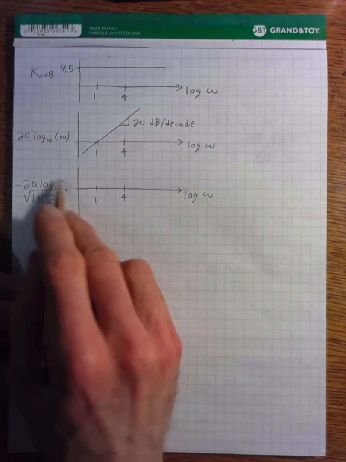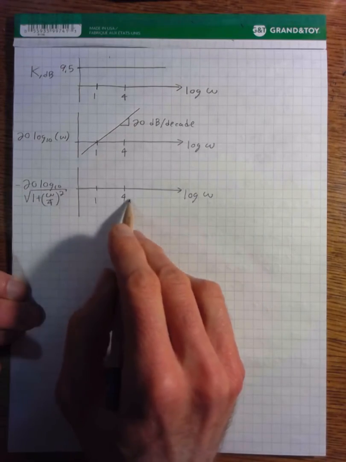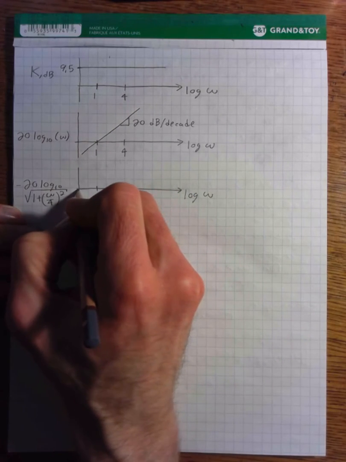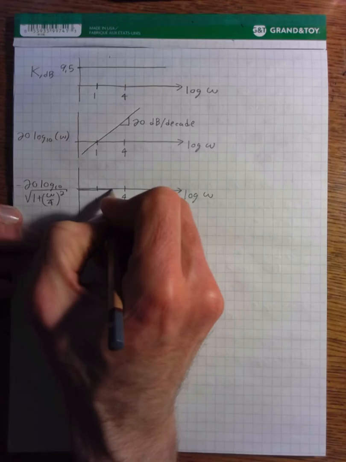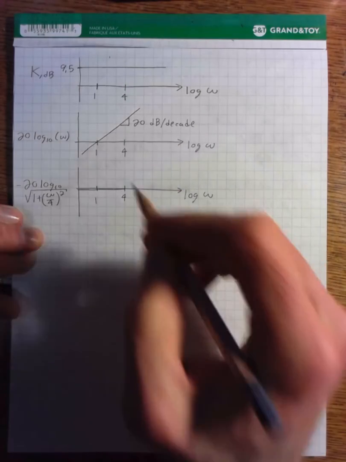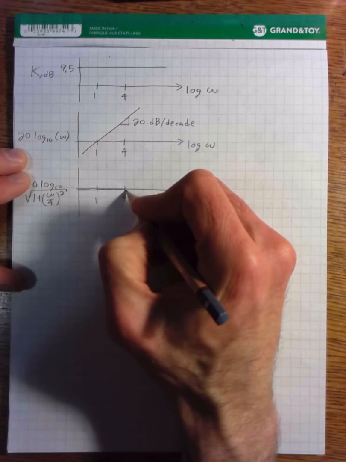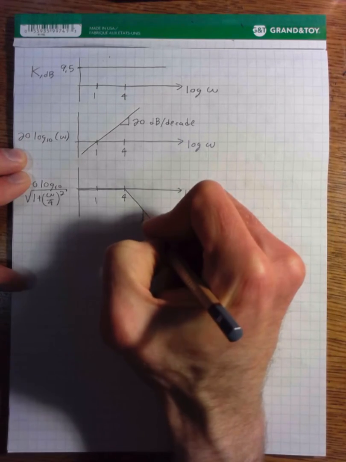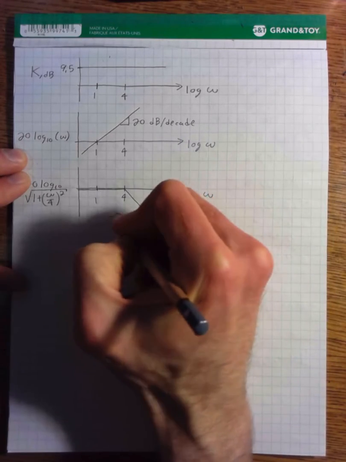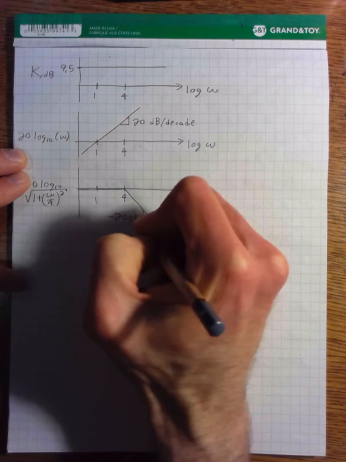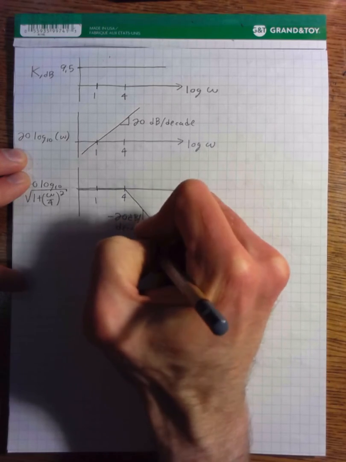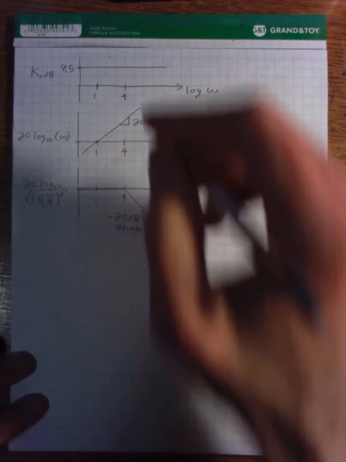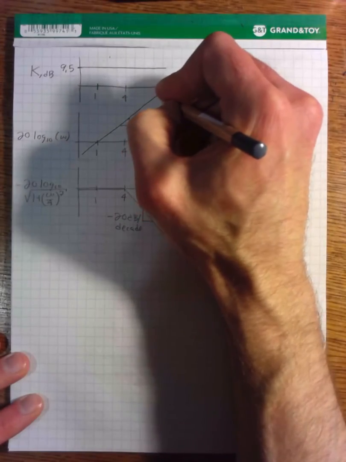And then to approximate this simple pole, we locate the corner frequency, which is 4. For frequencies lower than the corner frequency, we approximate the response as a straight line at 0. And then above the corner frequency, we have a straight line with a slope of negative 20 dB per decade. And what we're going to do is just add these three curves together.